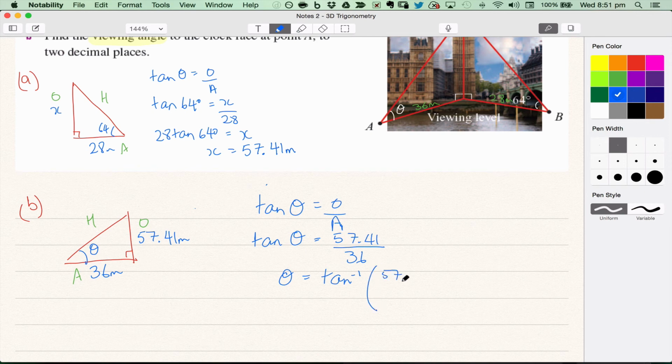And we'll need to do inverse tan of 57.41 over 36. If you put that into your calculator, you will end up with 46.85, and this time it's an angle, so it's in degrees.